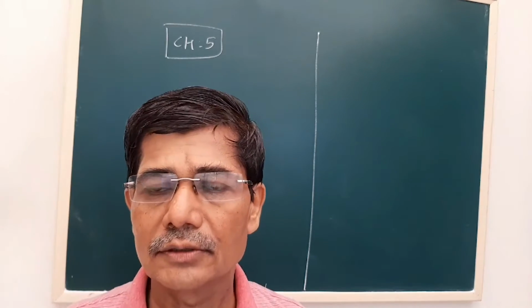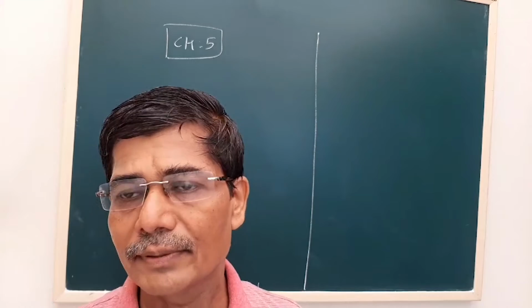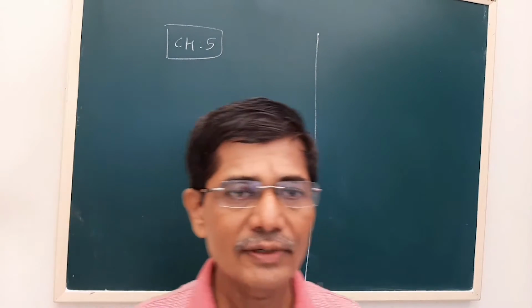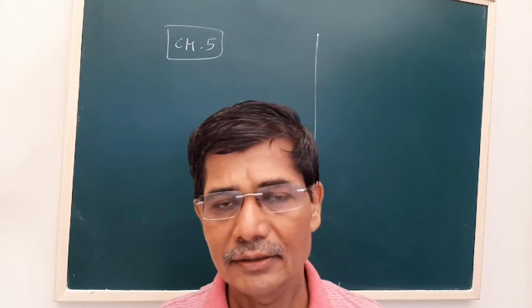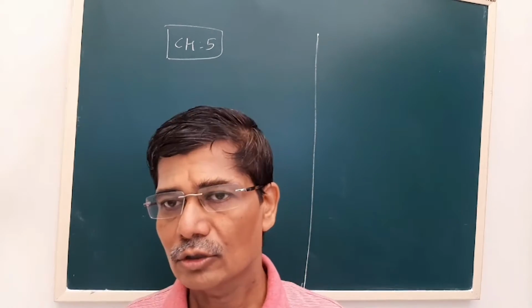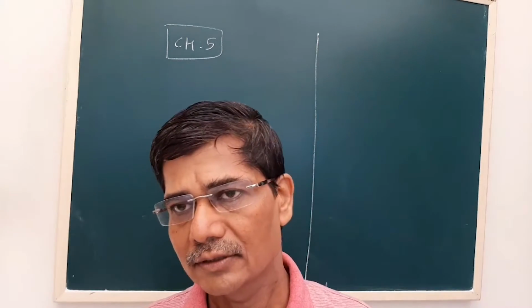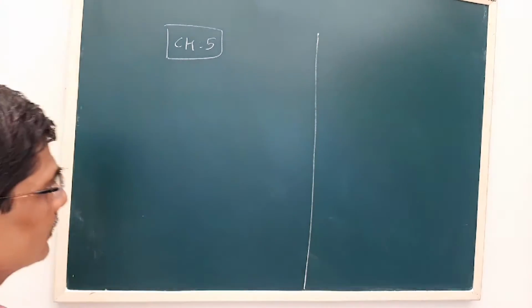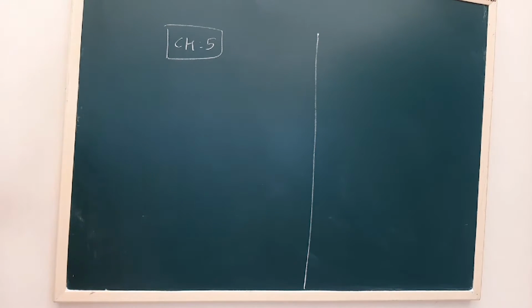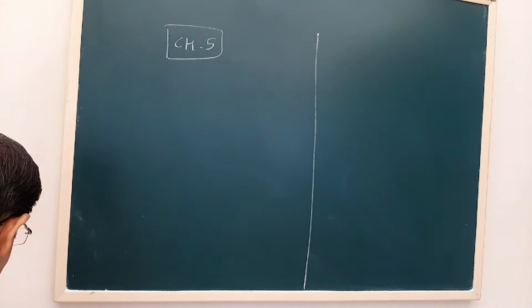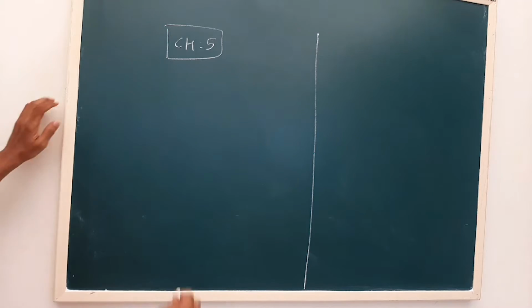Dear student, last time we completed the theory part of lesson number 5, that is Matter and Magnetism. We also saw some examples. Now we proceed further in lesson number 5. Our next example is example number 5.4.